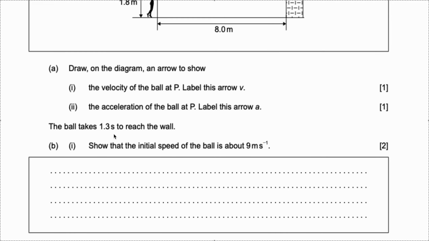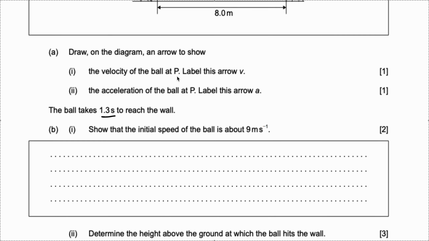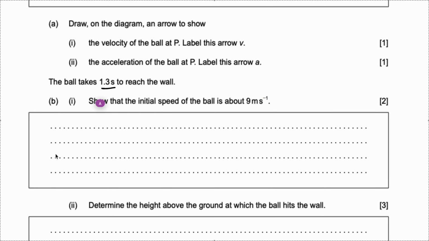Now part B. The ball takes 1.3 seconds to reach the wall. Show that the initial speed of the ball is about 9 meters per second. Okay, so we know that in questions like these, the velocity can be broken down into components. So we can draw the triangle, for instance, something like that. You will have a vertical velocity, you will have a horizontal velocity, and you will have the velocity itself. Now they want us to find that velocity right there.